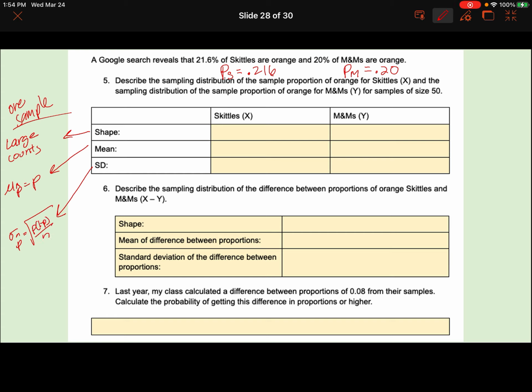So I want to give you a minute to go ahead and try to fill this out. Fill out this table, get as far as you can. If you get stuck, make a mistake, it's all good, but give it a shot and then we'll go over it when you're ready.